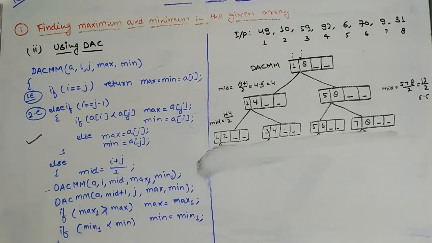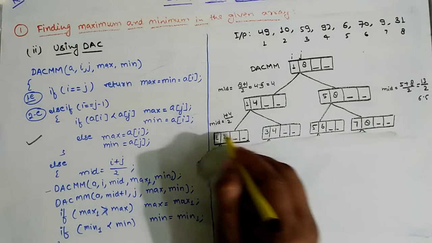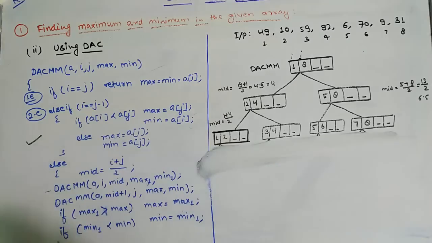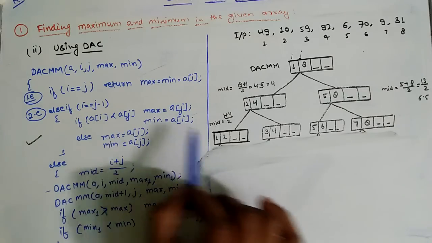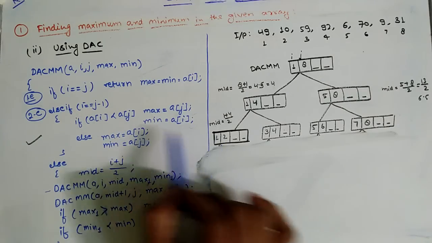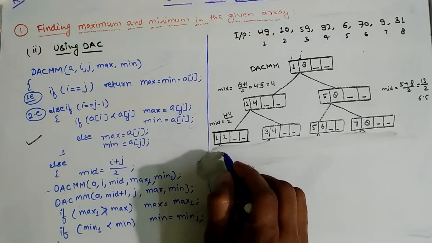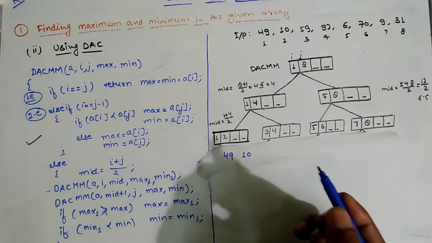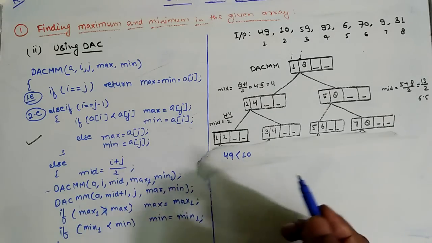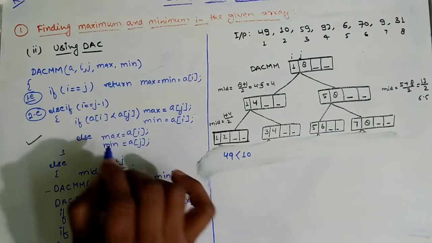Okay, so now this is the base case for my subproblem. When the base case is there, see the algorithm. If a of i, which means a of 1, is less than a of j, a of 2. What is the value of a of 1? A of 1 is 49. What is the value of a of 2? A of 2 is 10. So if 49 is less than 10, which is false, I just go to the else part.